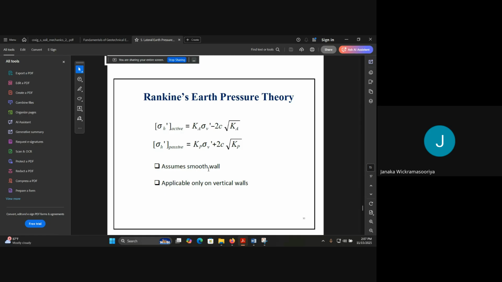This is applied only for a smooth and vertical wall, right? We assume that the wall is smooth and the wall is vertical. So this is the theory part, and we will do an example. First, write this one as a summary.